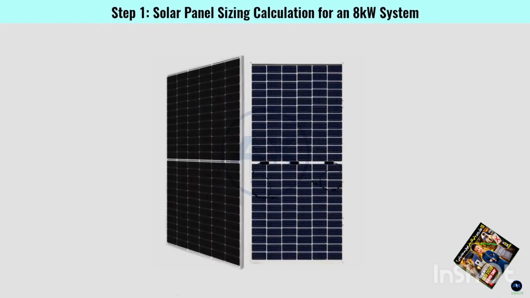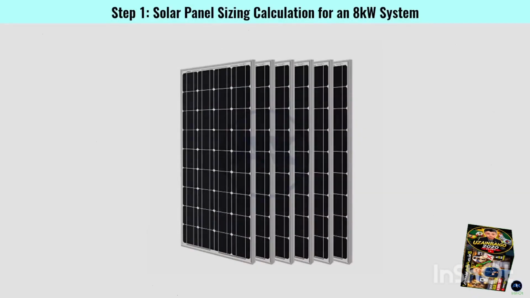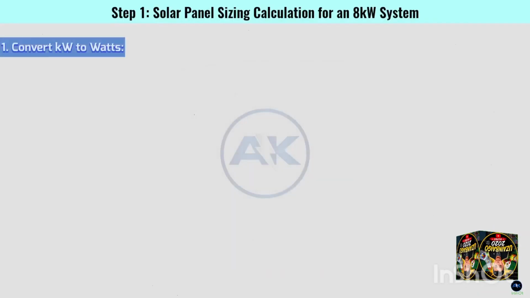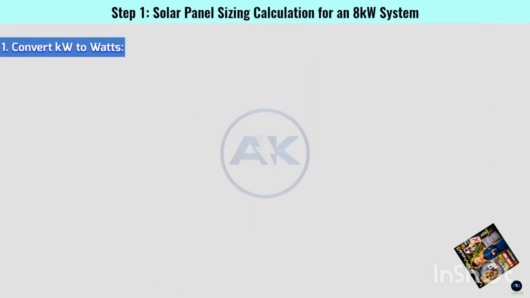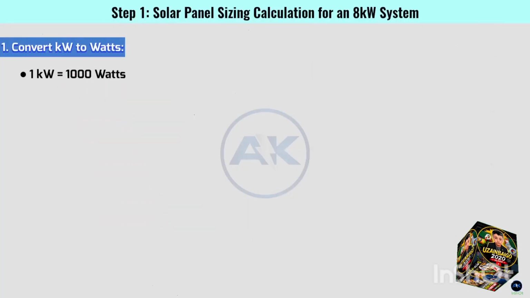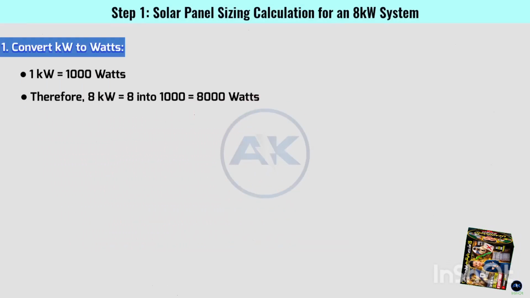Let's break down these step 1 calculations for an 8 kilowatt solar power system using 585 watt solar panels. Goal: to determine how many 585 watt solar panels are needed to achieve an 8 kilowatt system. 1. Convert kilowatts to watts. The system size is usually given in kilowatts, kW, but individual panel power is in watts, W. We need to work with the same units. 1 kilowatt equals 1000 watts. Therefore, 8 kilowatts equals 8 times 1000 equals 8000 watts.